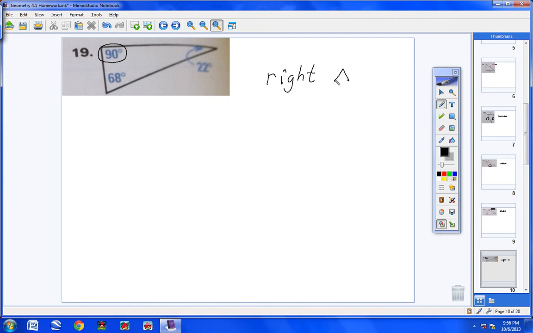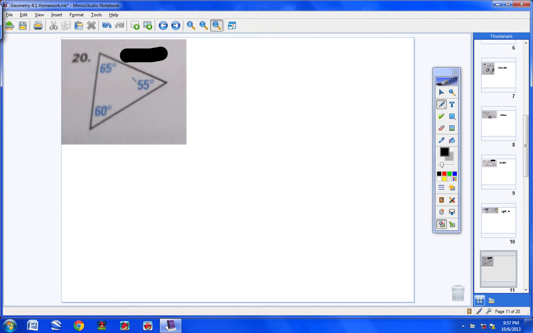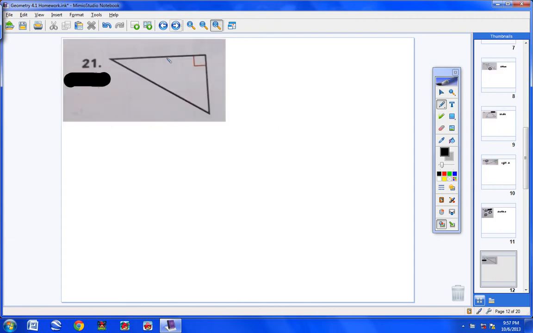A right triangle. Okay? All right, let's continue on now and take a look at number 20. On number 20, all three angles are different. None of them are congruent. We do not have a right angle. We do not have an angle bigger than 90. In fact, all three angles are less than 90. All three angles are acute. So we call this triangle, based on its angles, an acute triangle.